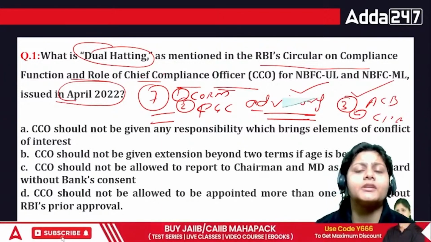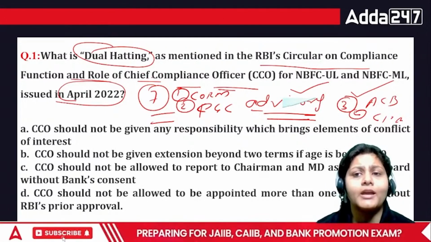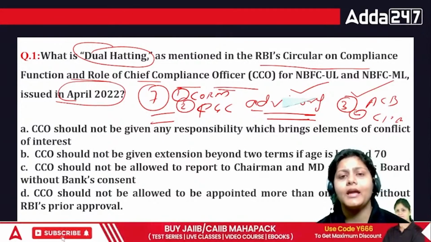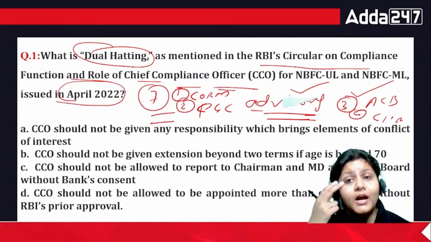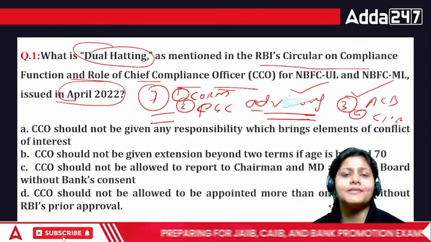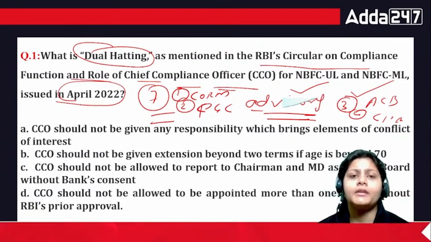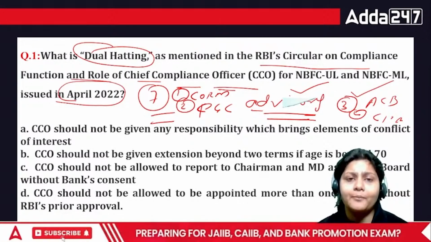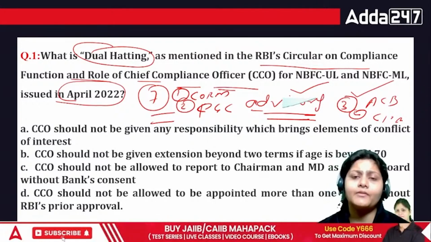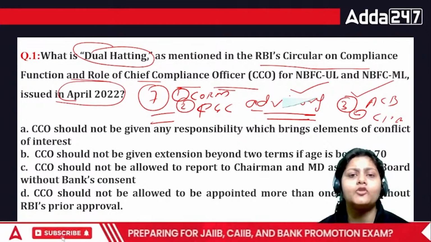So, as mentioned in the RBI circular on compliance function and role of CCO for NBFC UL and ML. Earlier, for UL and ML and BL also, the RBI had not given any compliance function, any CCO or any type of scale based regulation. But in April 2022, they gave many policies, scale based regulation. They have divided NBFC into four layers: base layer, middle layer, upper layer and top layer.